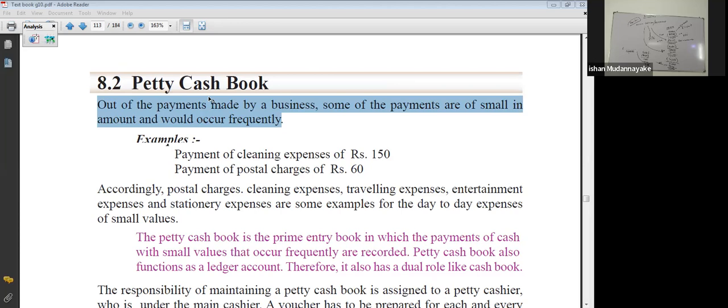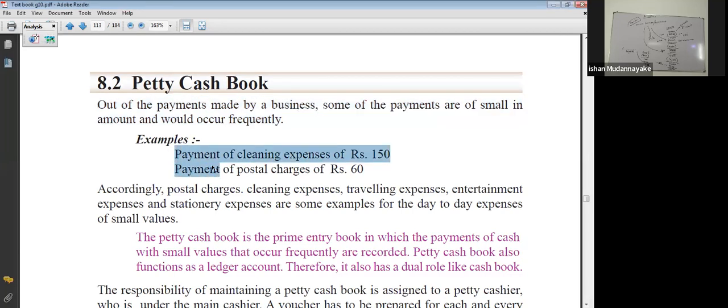Out of the payments made by a business, some of the payments are small in amount and would occur frequently. Small amounts as well as occurring frequently, time to time. Then, Devmi, what are the examples? Payment of cleaning expenses of rupees 150, payment of postal charges of rupees 60. All right. Small cash payments in a business organization.